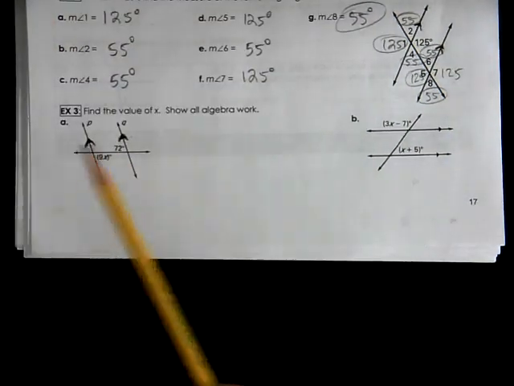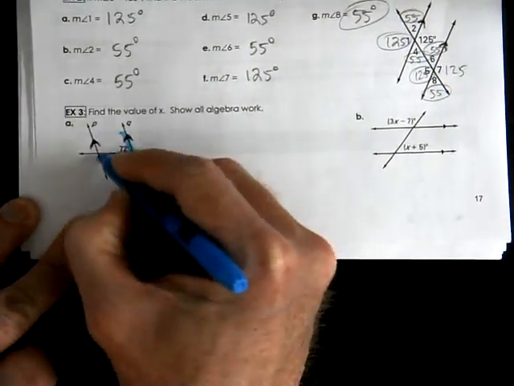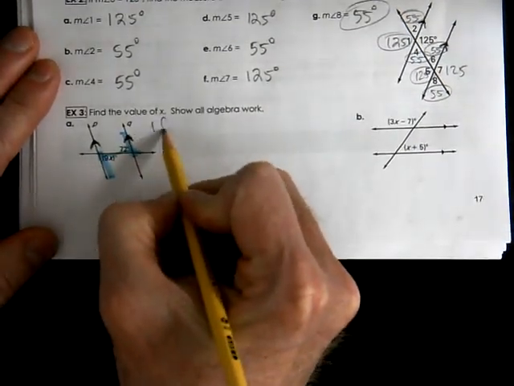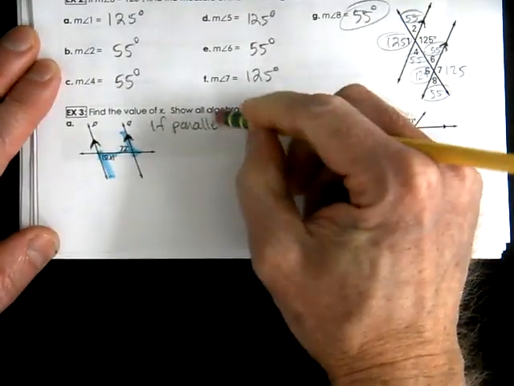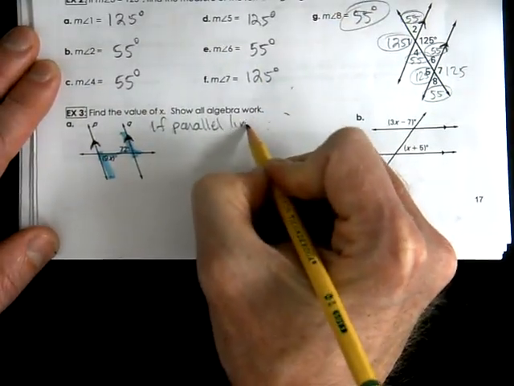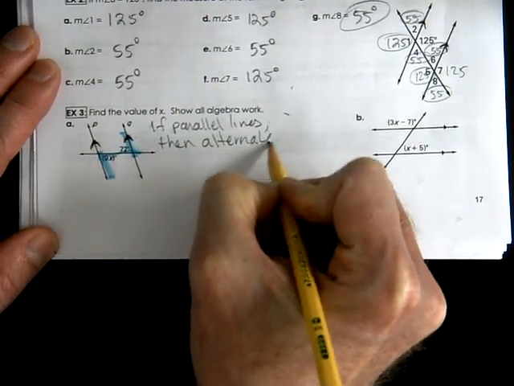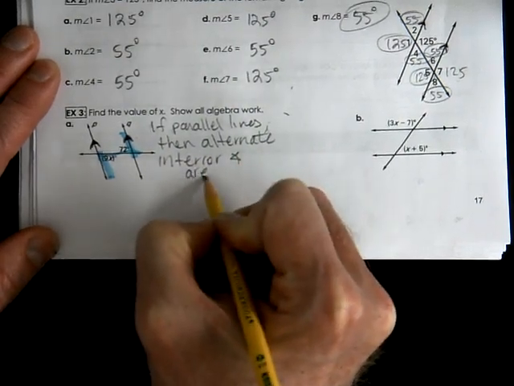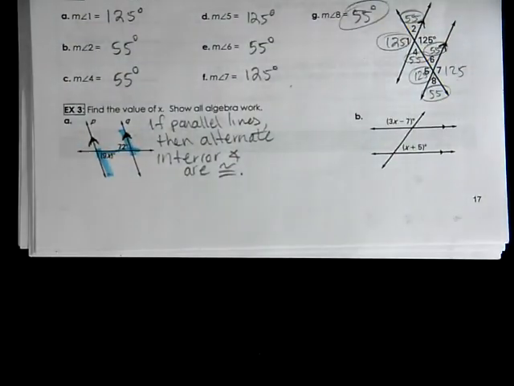So I have parallel lines. I see a pair of angles that create a zigzag. So that means if parallel lines, then alternate interior angles are congruent. That would be the theorem we would use.